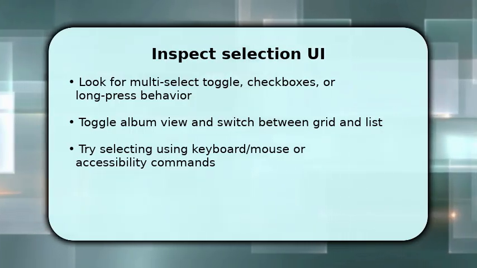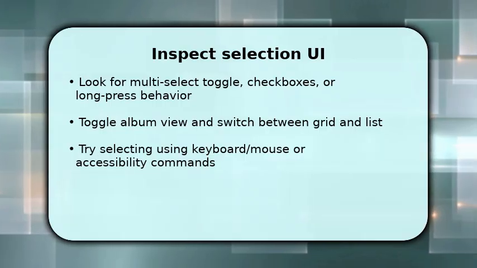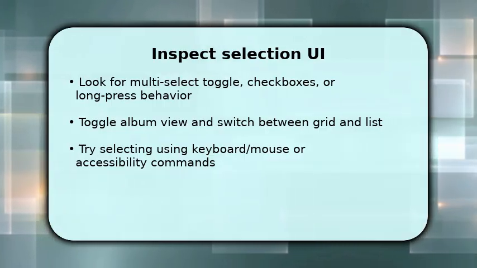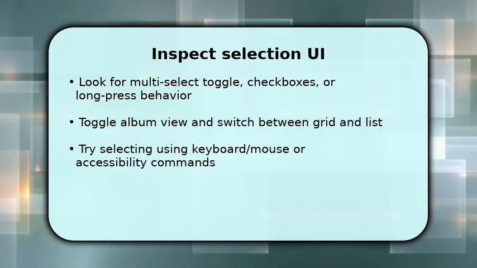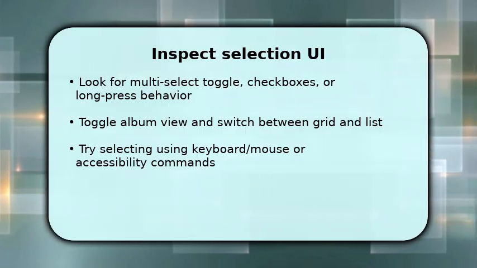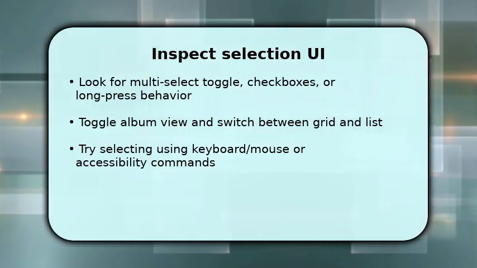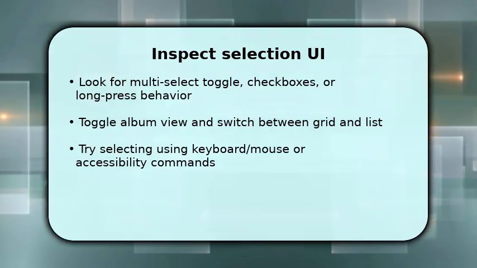Once you try one method, switch album view or grid density because some UIs hide selection handles at certain zoom levels. If you use a keyboard or accessibility controls, try selecting that way to bypass broken touch targets.